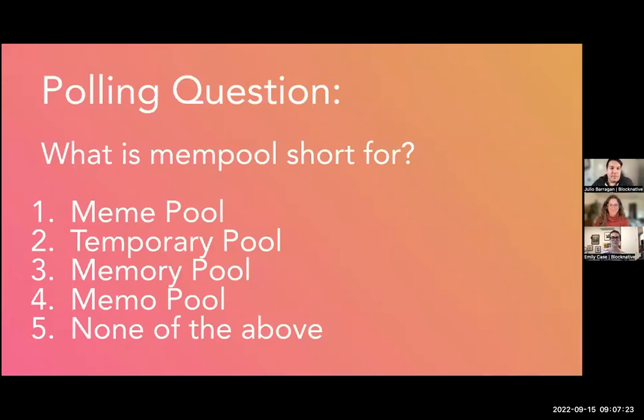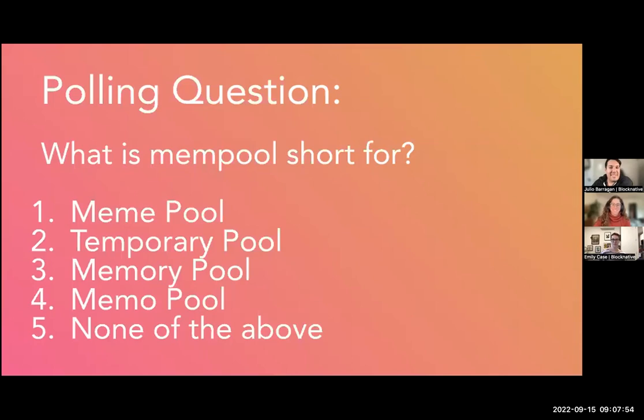Oops, move that out of the way. What is mempool short for? Is it meme pool, temporary pool, memory pool, memo pool, or none of the above? We'll let this go for, let's say, like 10 seconds, Lawrence. That sounds great. All right, ending the poll.